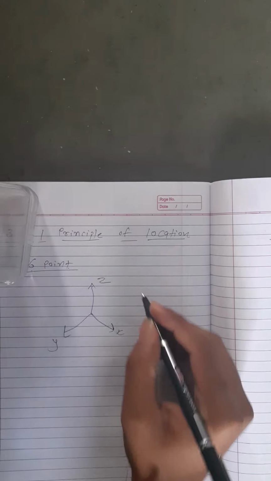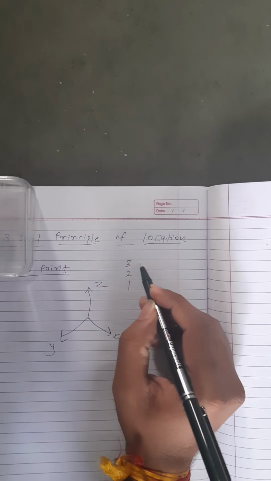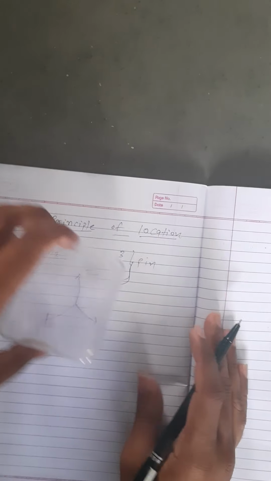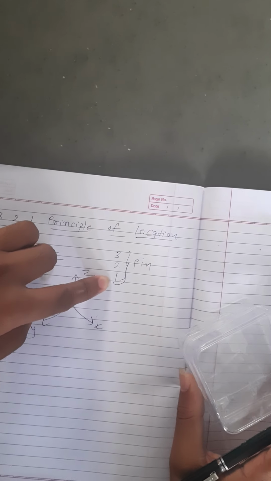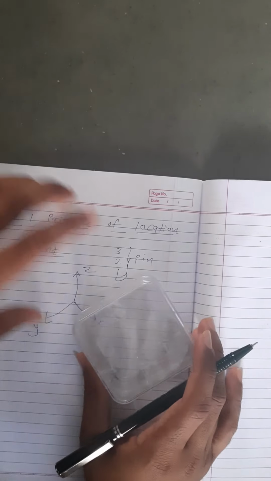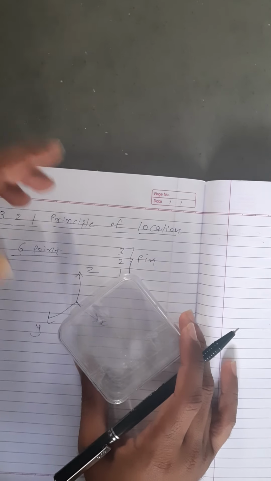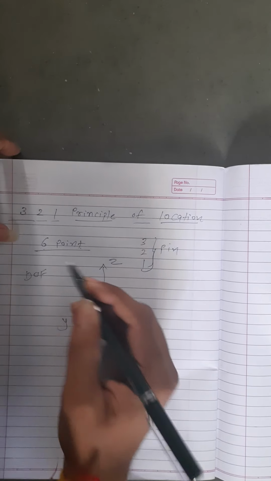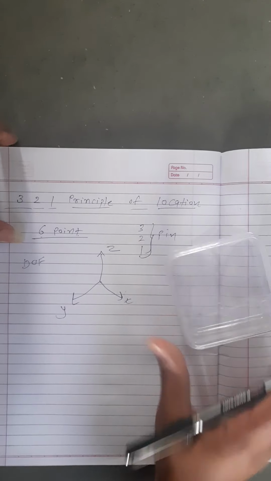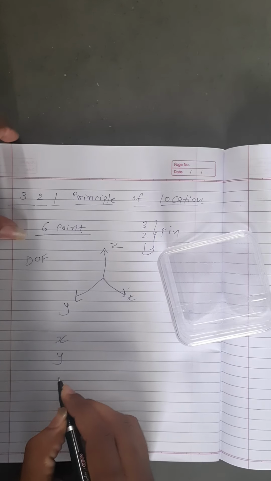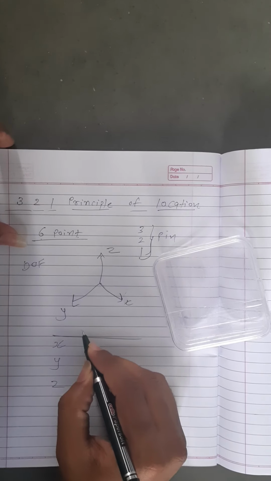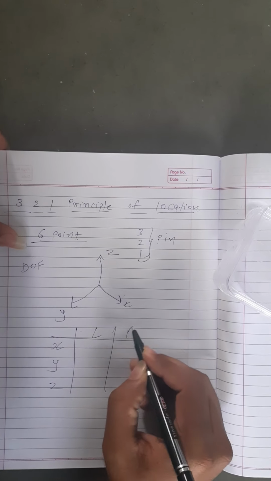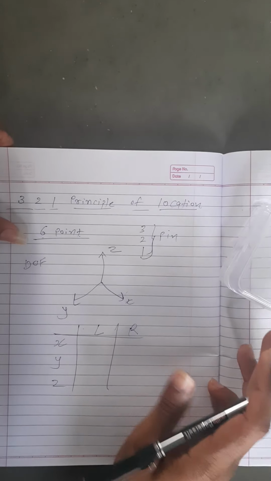So 3-2-1 pin. That means with the use of 6 pins, most of the motion of this workpiece we have to restrict. So we have to find the degrees of freedom of this workpiece. So for x, y, and z, there are 6 linear and 6 rotational degrees of freedom of this workpiece.